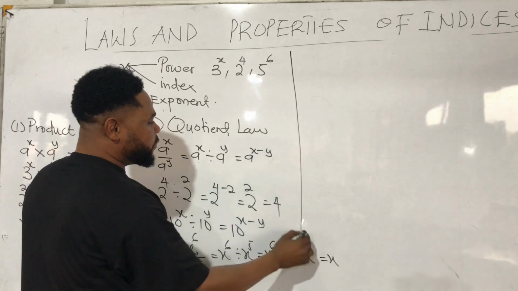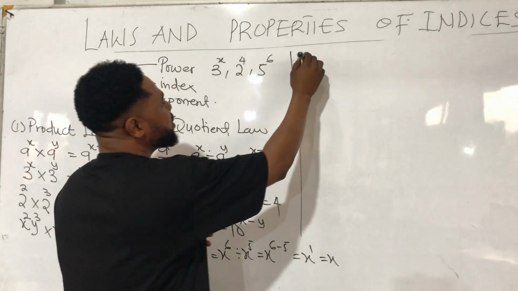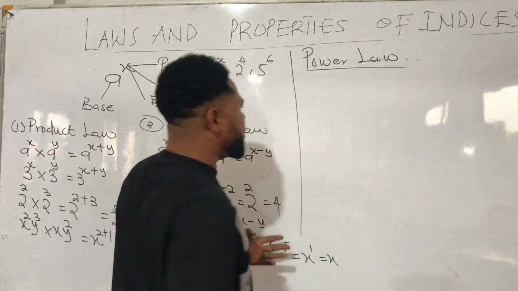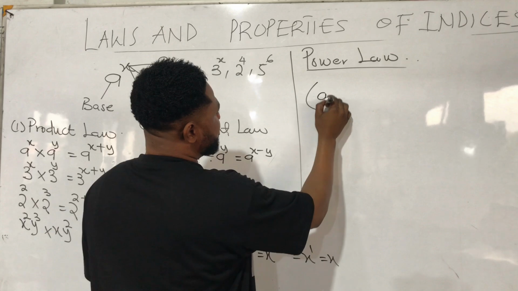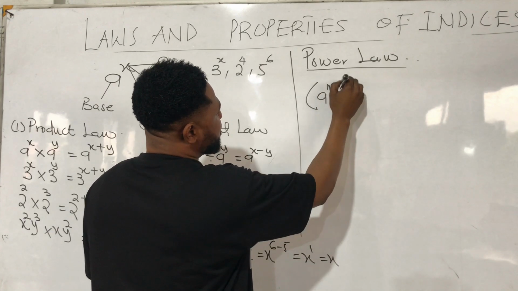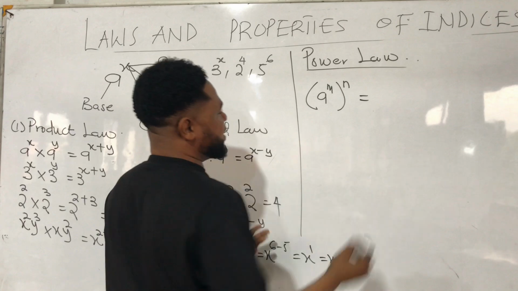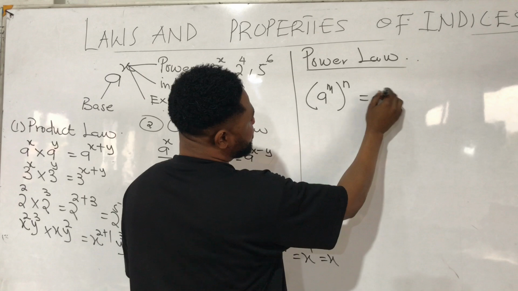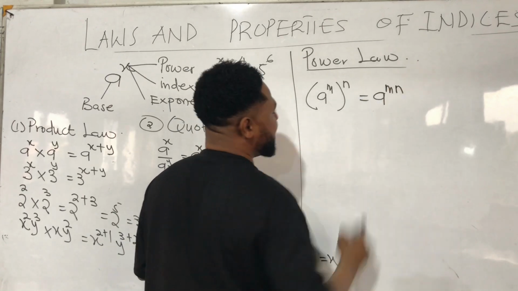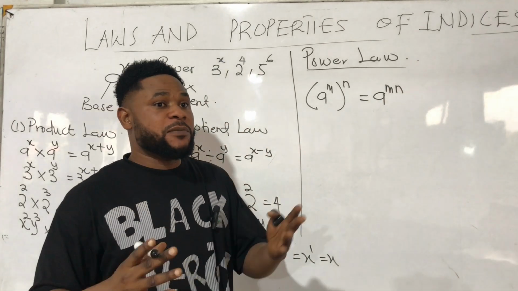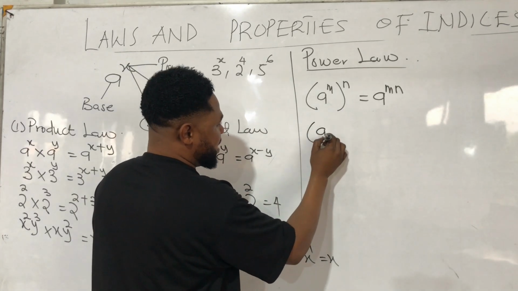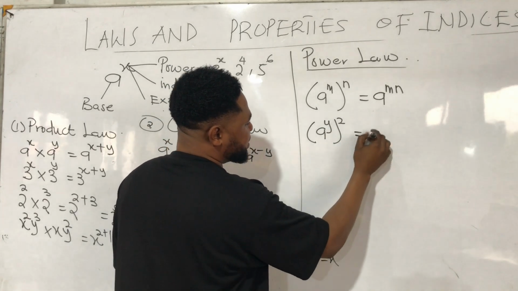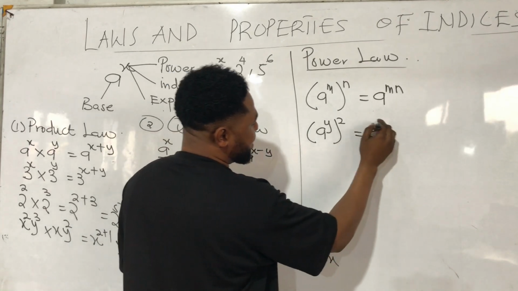Now let us move to what we call the power law of indices. Now it's simple. If I have a raised to the power m, all raised to the power n, how do I expand this? This power will come and multiply this power, power to power. So I have a raised to the power mn. All right. Another example. If I have a raised to the power y, all raised to the power 2, it is the same as a. These two will multiply the y, and I'm going to have 2y.